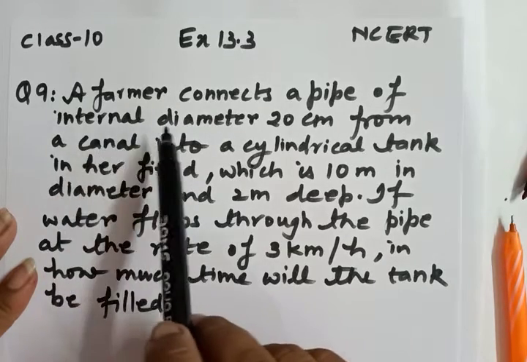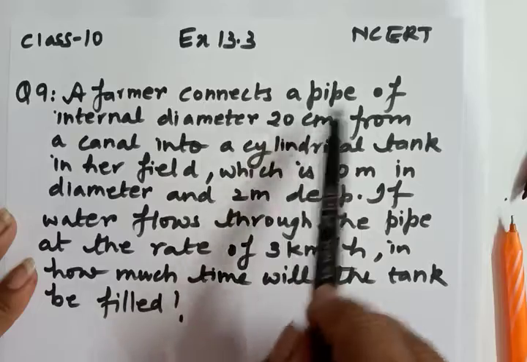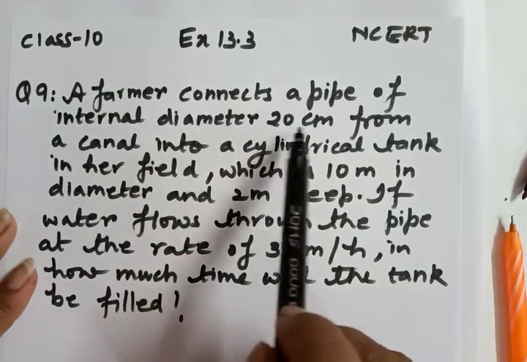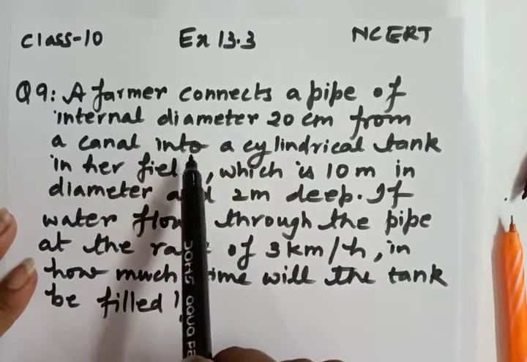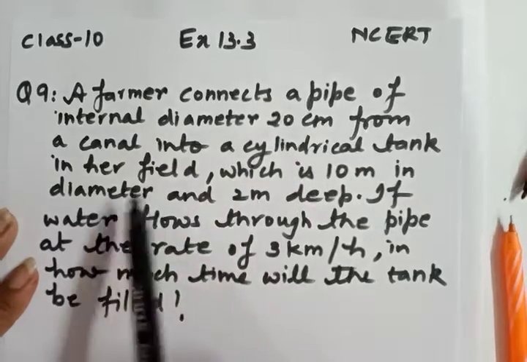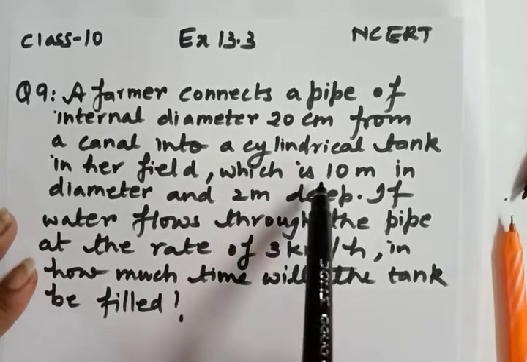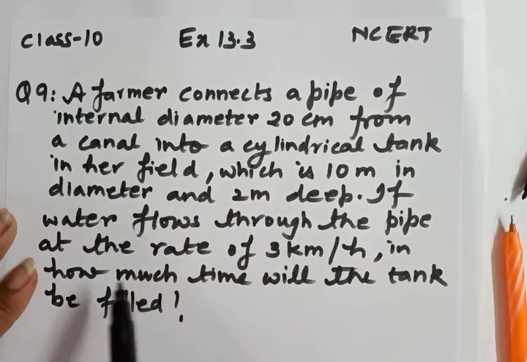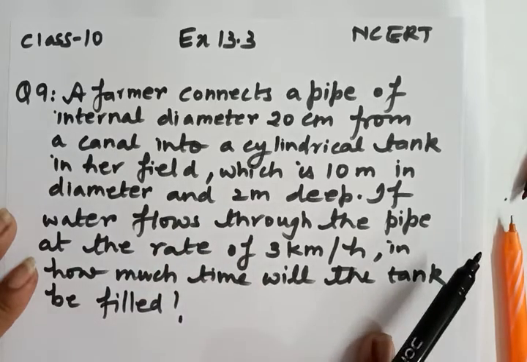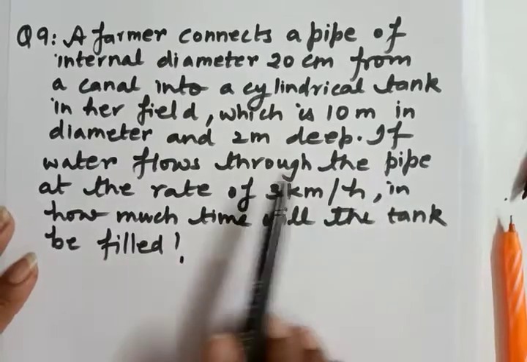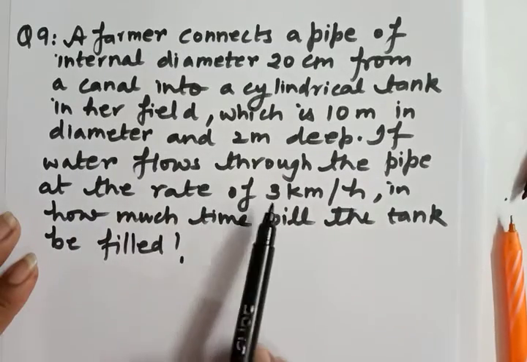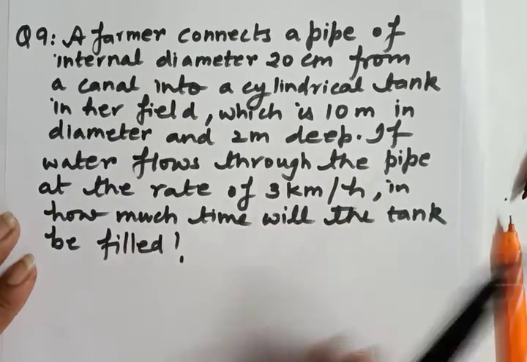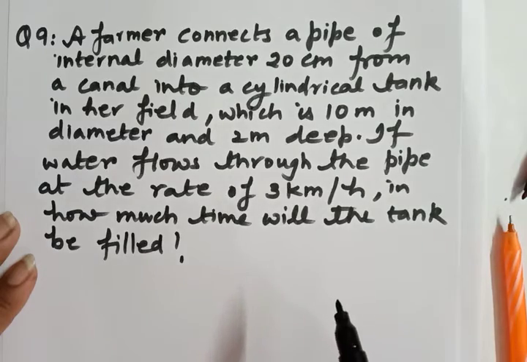So question number 9 is: a farmer connects a pipe of internal diameter 20 centimeter from a canal into a cylindrical tank in her field, which is 10 meter in diameter and 2 meter deep. If water flows through the pipe at the rate of 3 km per hour, in how much time will the tank be filled?